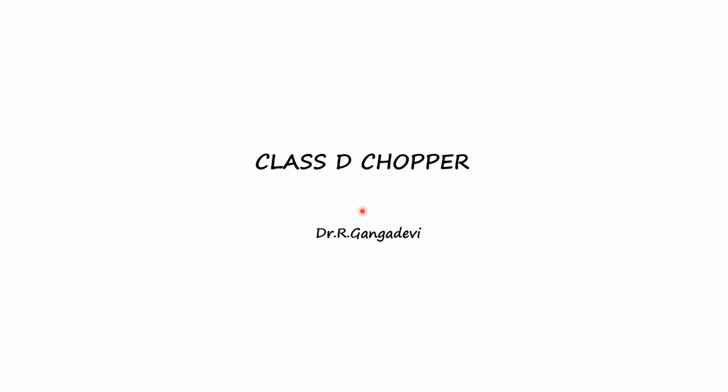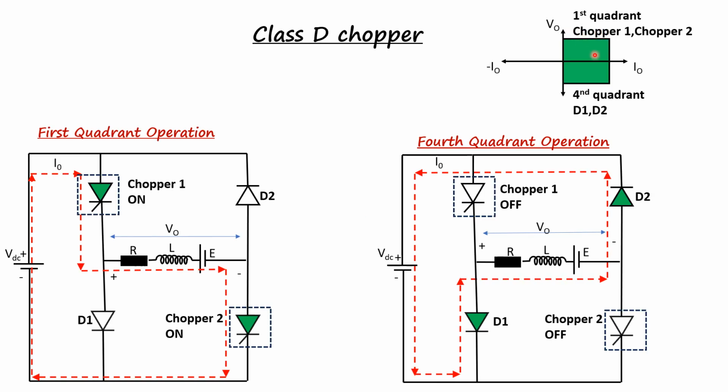Now let us see the circuit diagram and working of a class D chopper. In the first quadrant, the output voltage and the current of the chopper must be positive, whereas in the fourth quadrant operation, the output voltage should be negative and current is positive. So if you look at the circuit, it consists of two switches. Here I have denoted them as chopper 1 and chopper 2, and you have two diodes D1 and D2. These are generally power semiconductor devices, which can be either transistor or thyristor based switches, whose switching is controlled by controlling their gate pulses. Now let us see the working of class D chopper in the first and fourth quadrant separately.